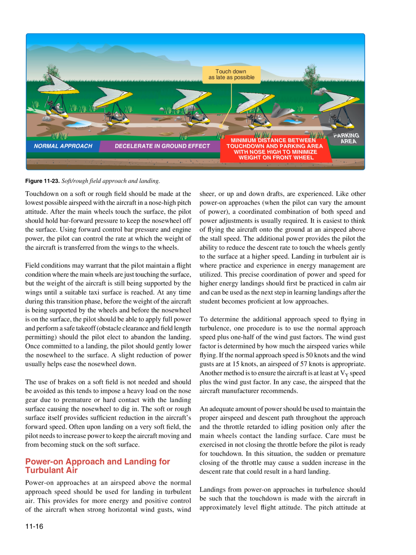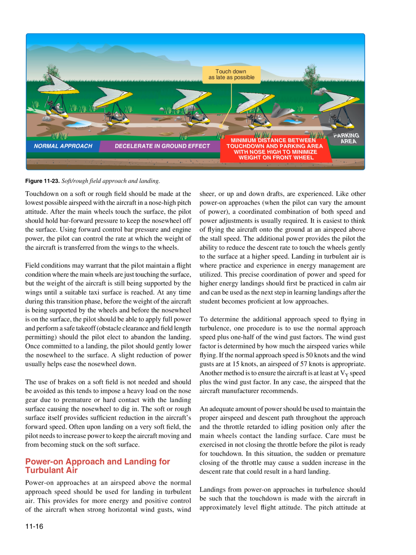To determine the additional approach speed for flying in turbulence, one procedure is to use the normal approach speed plus 1/2 of the wind gust factors. The wind gust factor is determined by how much the airspeed varies while flying. If the normal approach speed is 50 knots and the wind gusts are at 15 knots, an airspeed of 57 knots is appropriate. Another method is to ensure the aircraft is at least at VY speed plus the wind gust factor. In any case, use the airspeed that the aircraft manufacturer recommends.